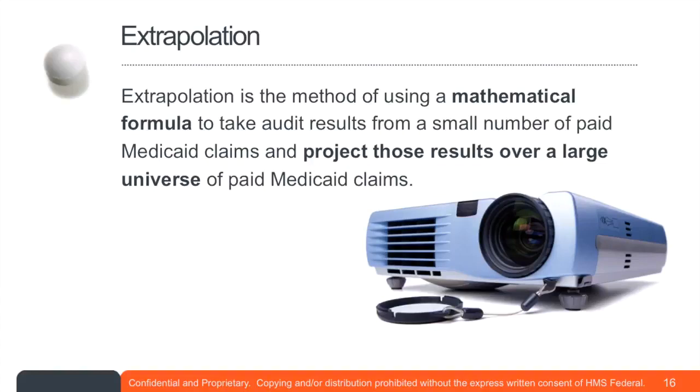Because if we found these 5 errors in 200 claims, we can say that those errors are occurring in those other claims that we're not able to look at. So that's what the extrapolation means.